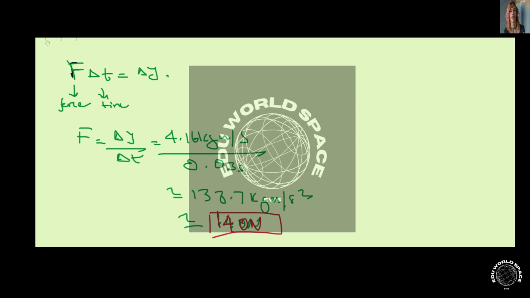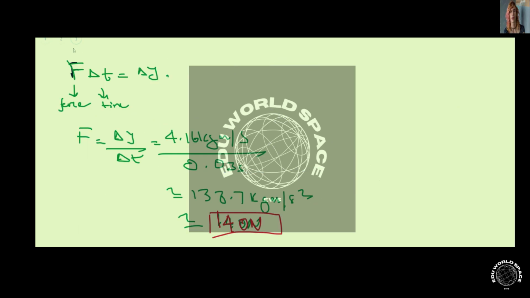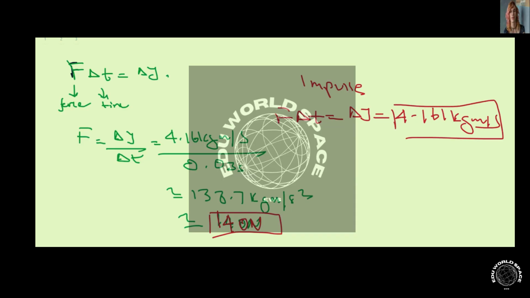And then the other thing they were asking for was the impulse and the force. Remember, the impulse is force times change in time, which is the change in momentum, and that gives us 4.16 kilogram meters per second. So that's for Big Bill Tilden.